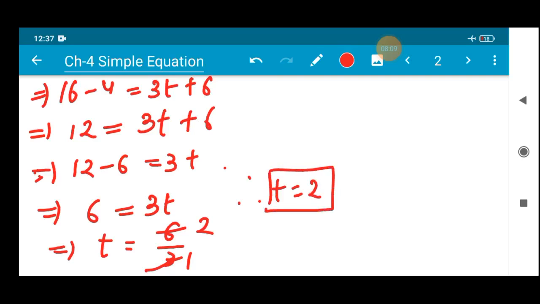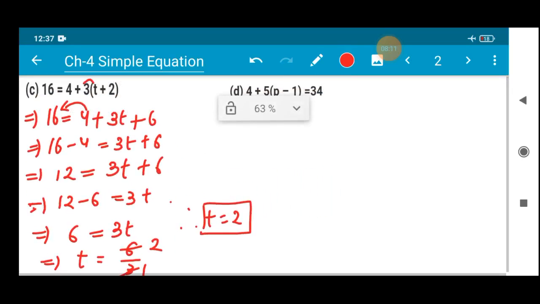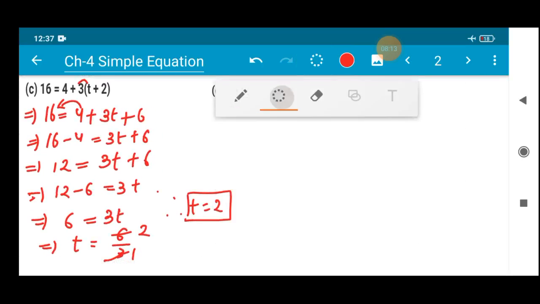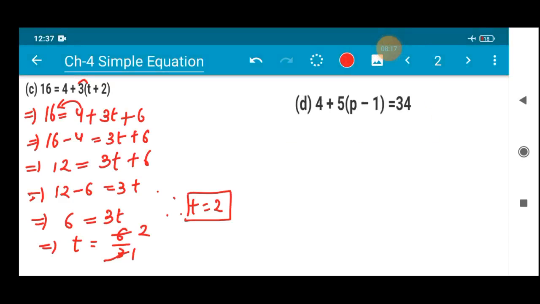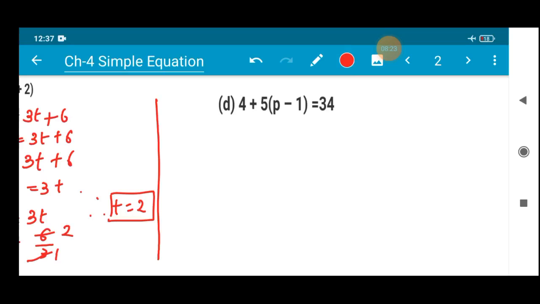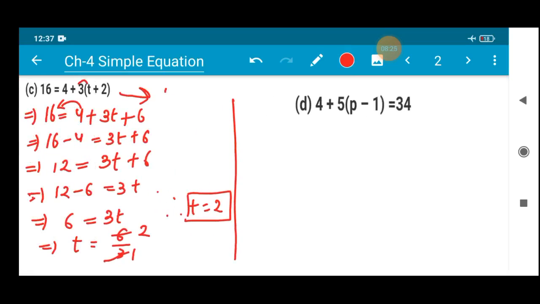Isn't it so easy? So whichever method you like, you can solve it. I've already explained both methods to you, your wish, to get the good answer, to get good marks. Your home assignment is also to try the other method and get the value t is equal to 2.